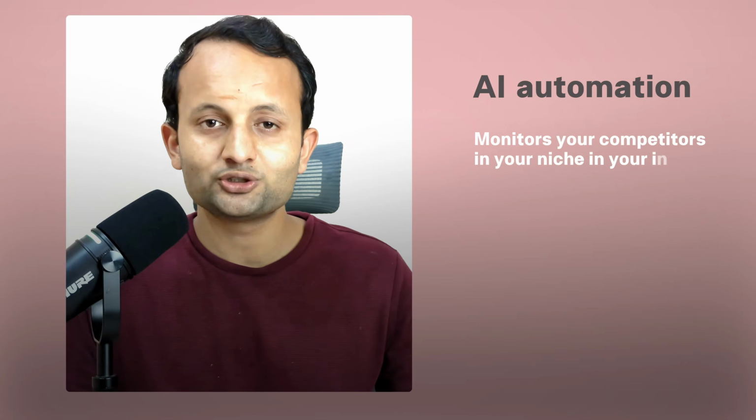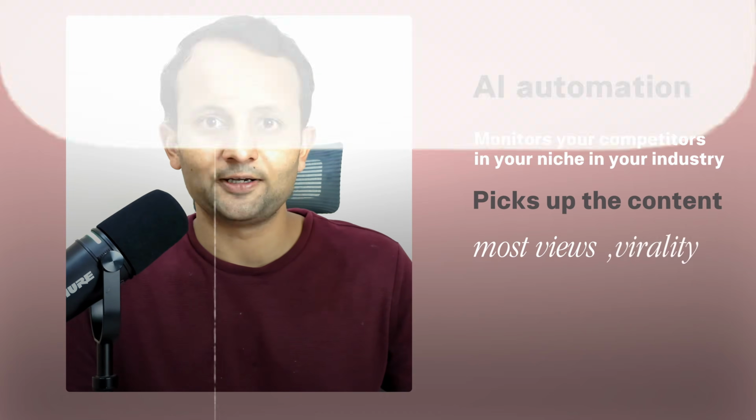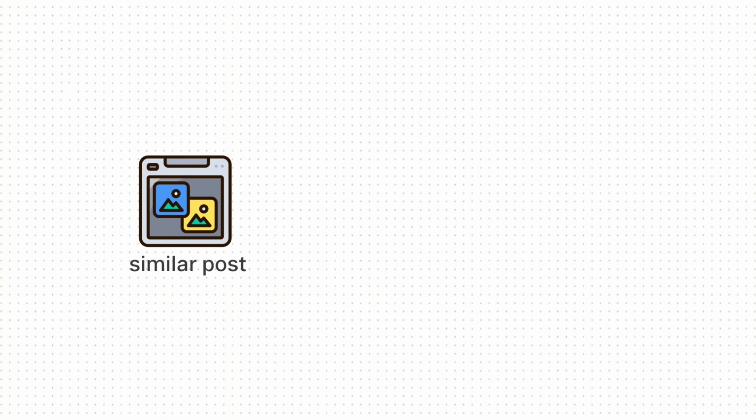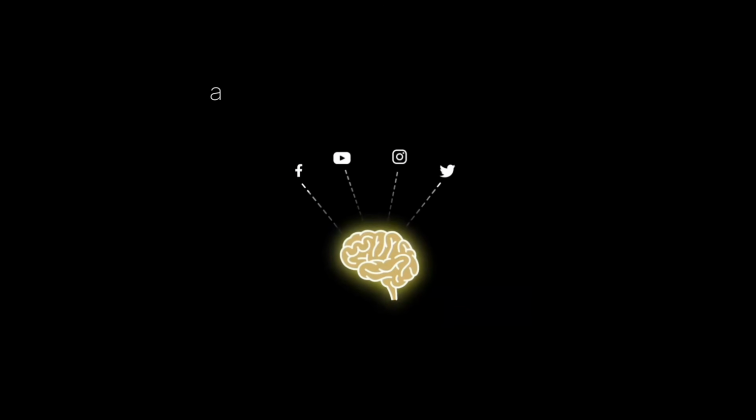So, in this video, I built an AI automation that monitors your competitors in your niche, in your industry, and it picks up the content that is getting the most views and virality. And it crafts a similar post in your brand voice with your branding and automates your social media. So this automation picks up the content that is already getting your competitors the most views in the market.